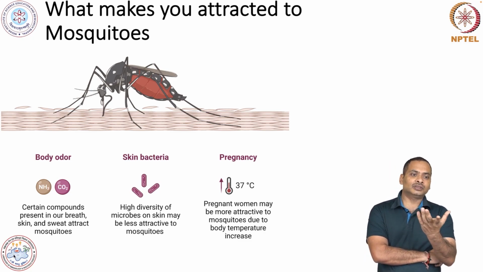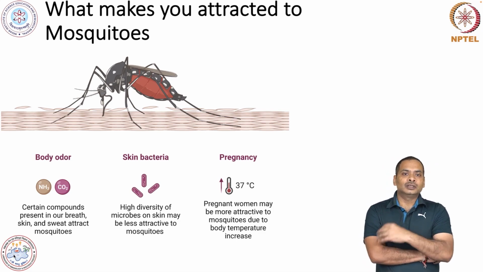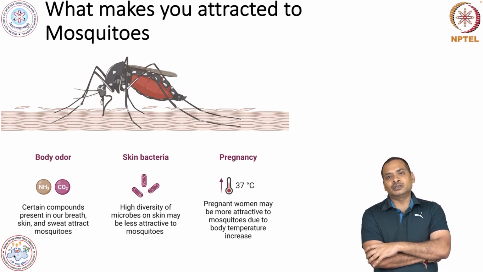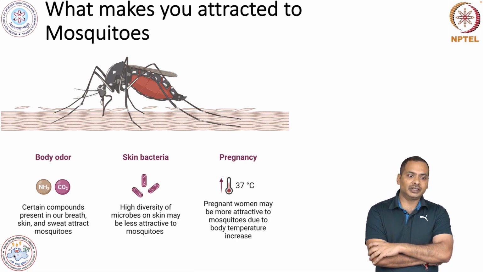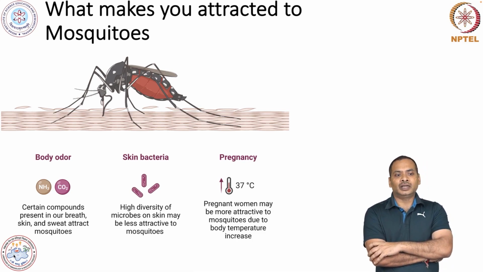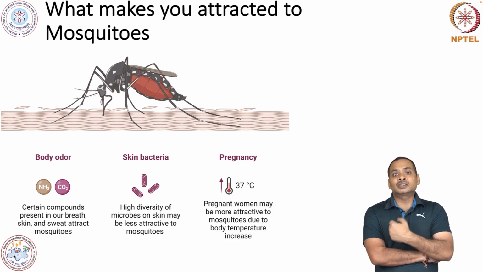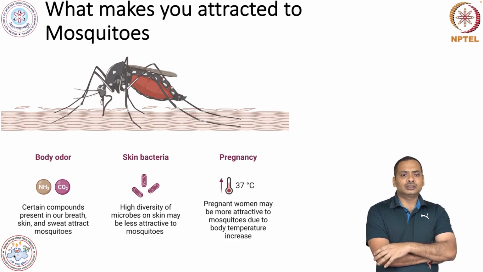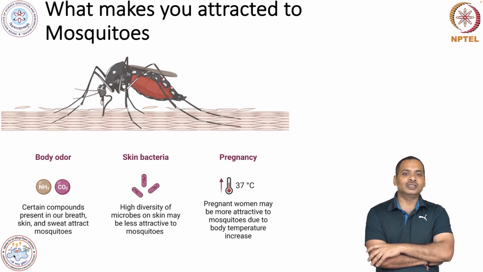And why do they come? Because of several things. There is body odor: certain compounds present in our breath, like ammonia and carbon dioxide, and there is sweat. This attracts the mosquito. Skin bacteria are also there. A high diversity of microbes on the skin may be less attractive. It is not good for the mosquito, so they will not be attracted if there is a high number of bacteria.